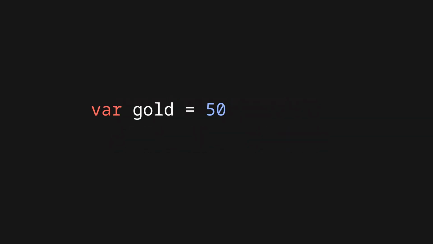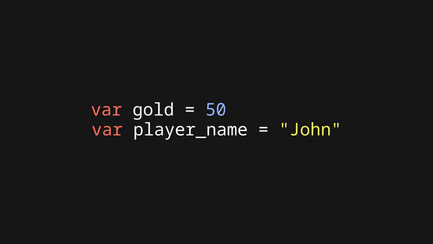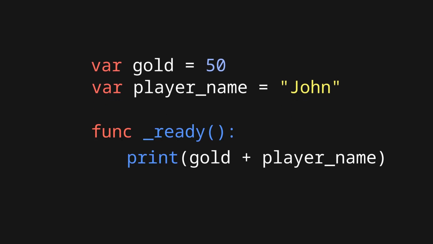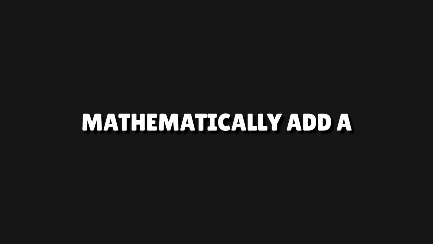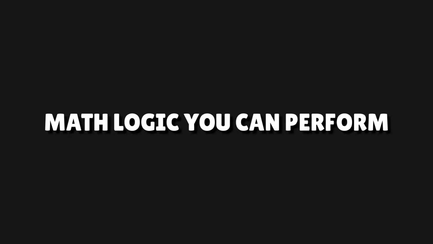Imagine you have a variable for gold, which is an integer, and a variable for your player name, which is a string. If you try to add both of these variables, Godot will get confused because you can't mathematically add a gold coin to a name. By knowing your types, you know exactly what math or logic you can perform on these variables.